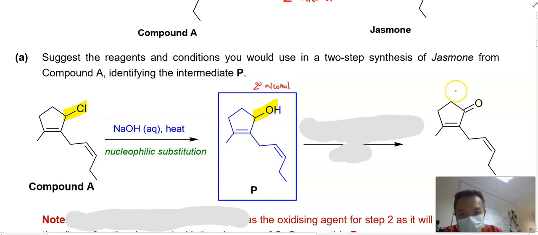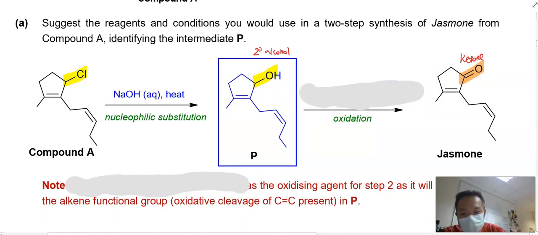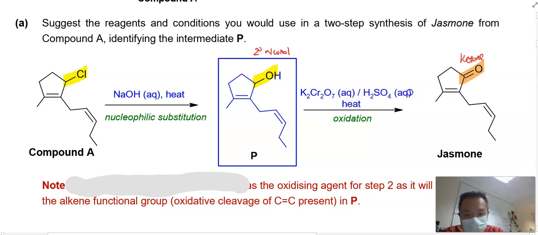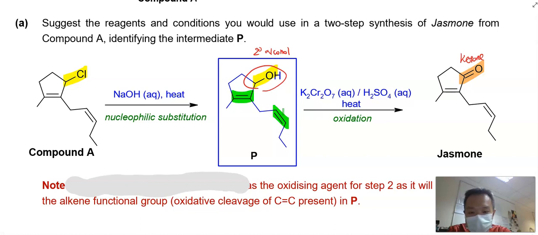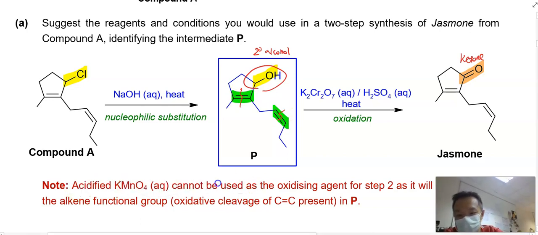And to get your ketone, simply oxidize. So simply do oxidation, but in this case, take note that we cannot use KMnO4. We can only use potassium dichromate, acidified with H2SO4 and heat, to oxidize the secondary alcohol to a ketone. Why is that so? Because there are other functional groups that can be oxidized by KMnO4. The alkene's functional group can be oxidized by KMnO4, which results in the C=C double bond breaking.